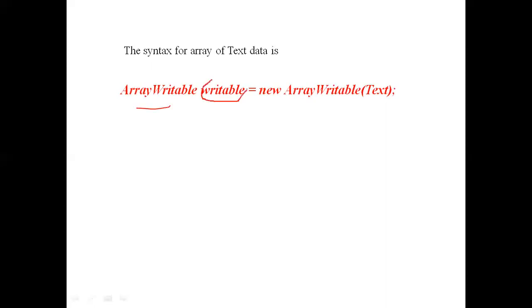Now, for example, the syntax for an array of text data. I want to create a 1D array of the text data. That means I want to store the names. Okay, how does the syntax look? The syntax will be like this. See this one, array writable object. I have taken the object name as writable only. You can take any name like this. The writable object name is nothing but the array name.